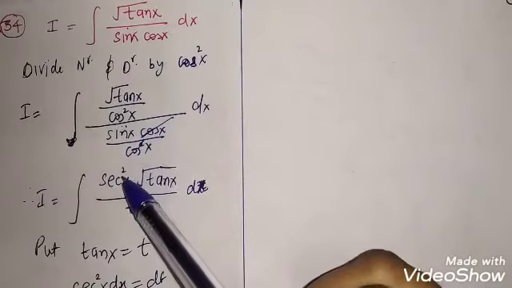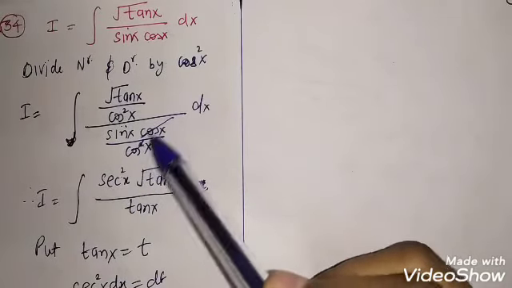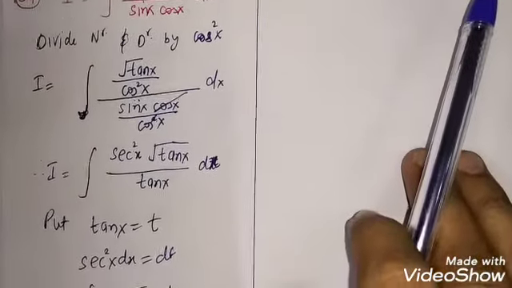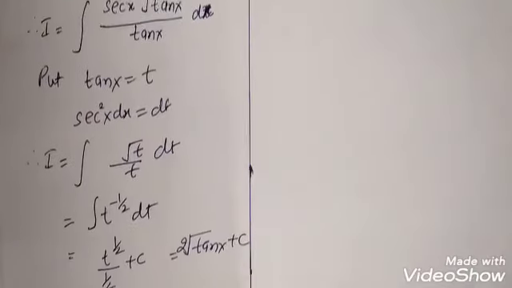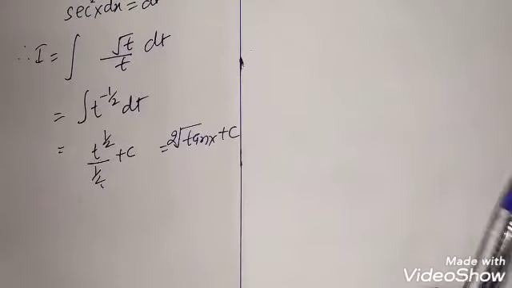Cos square x, 1 upon cos square x is equal to secant square x. Cos x will be cancelled, so it is tan x again. Tan x, t, its derivative. Put values, answer. Okay. Moving to question number 35. The hint is in 35th. Listen carefully.